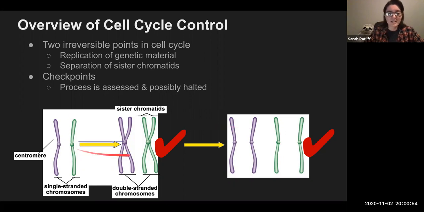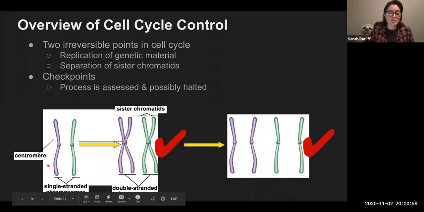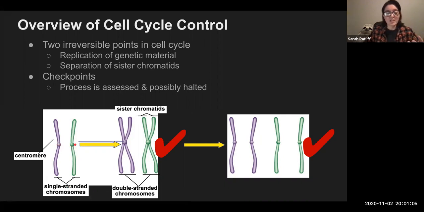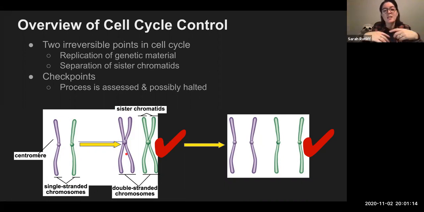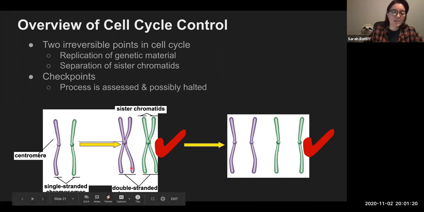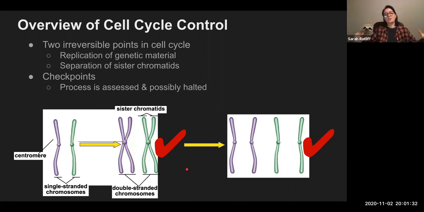Here's another look at some of this vocab. We have our single-stranded chromosomes. That central mirror is that center bit. When we duplicate that DNA, we get sister chromatids. So this purple one duplicates, so now we have two, in that X. That green one duplicates, now it has a sister chromatid, so it's in that X. Each one of these halves is called a chromatid, and they are sisters because they're paired together. After anaphase, when they're pulled apart, those sister chromatids become single-stranded chromosomes.